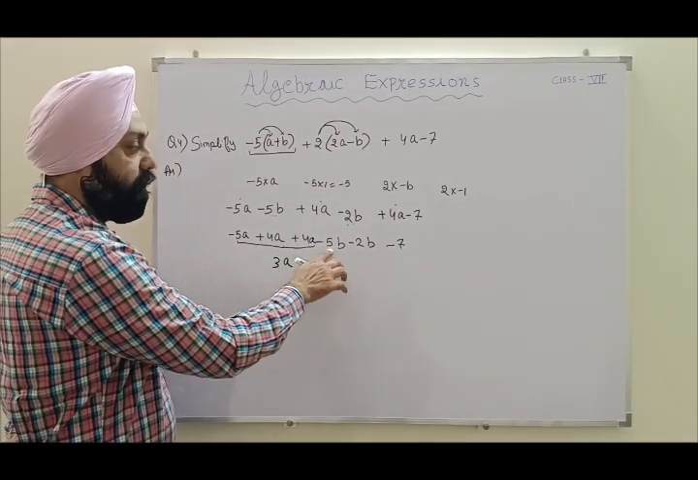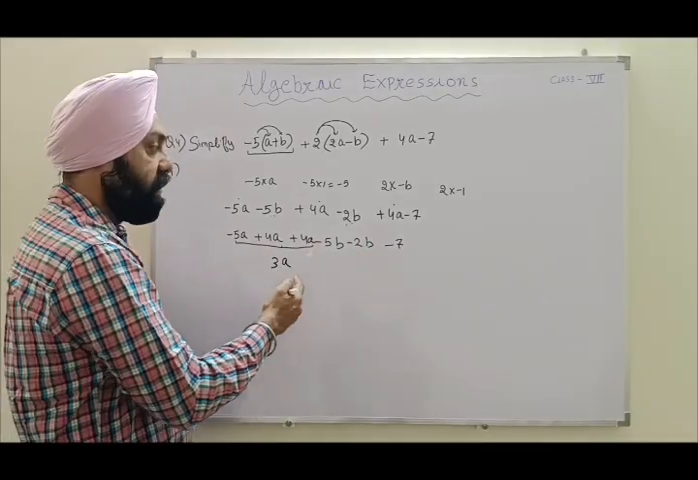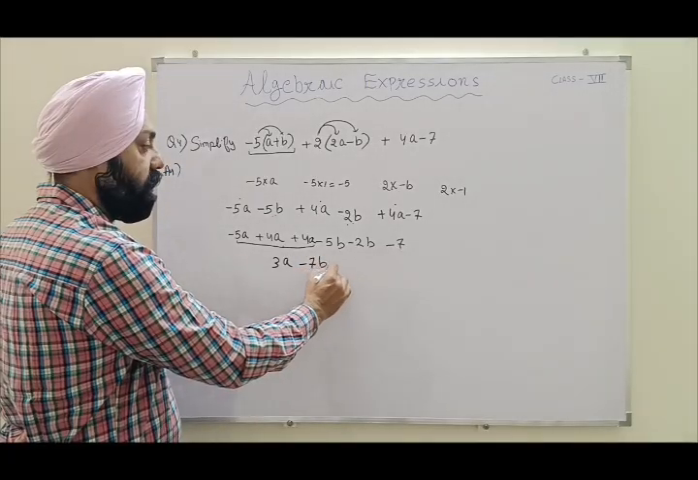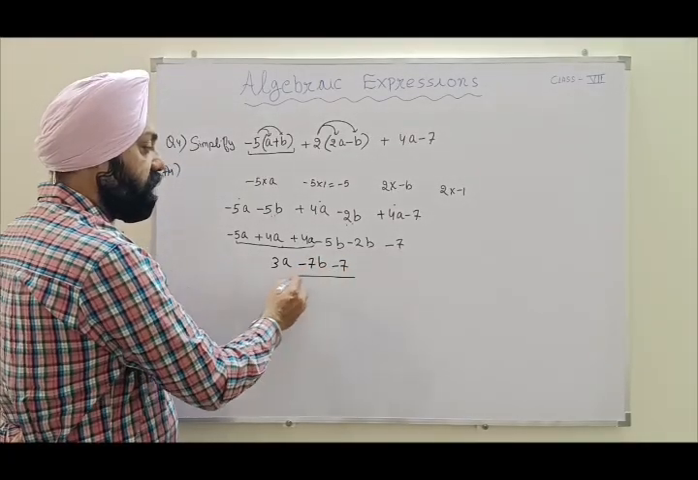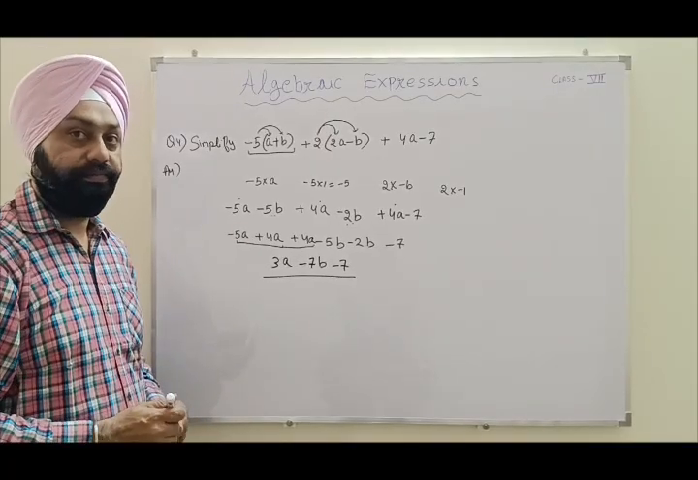Now minus 5b and minus 2b. Here we are having the same sign. Same sign means addition, and the sign will be negative. So it will be minus 7b minus 7. So this is the answer. We have simplified the expression.